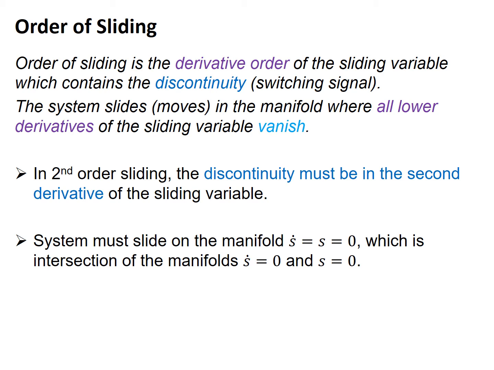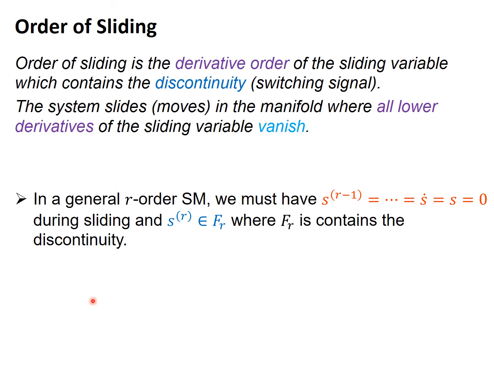In this manner, how will the general rth order sliding be defined? You see, for the general r order sliding mode, what must we have? Where would the discontinuity be? The discontinuity would be in the rth derivative of the sliding variable. So, s to the power of r is f_r, where f_r contains the discontinuity.